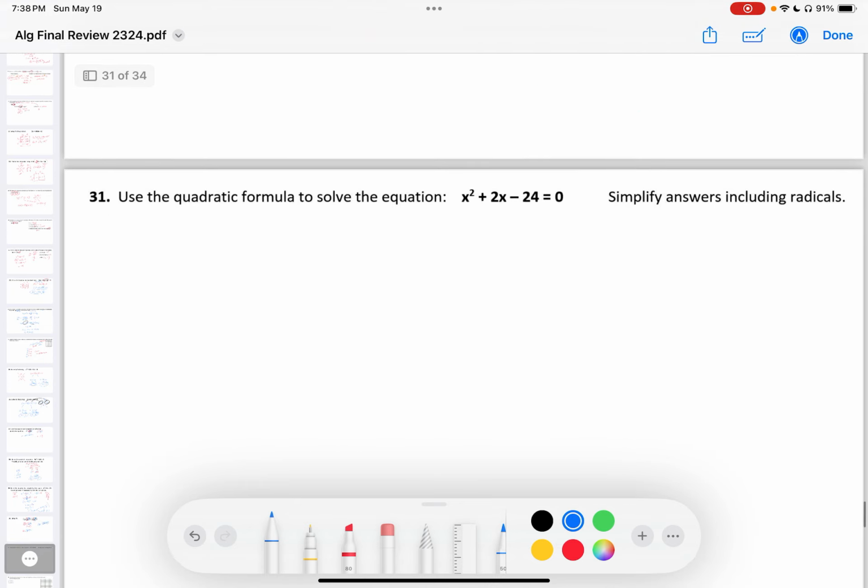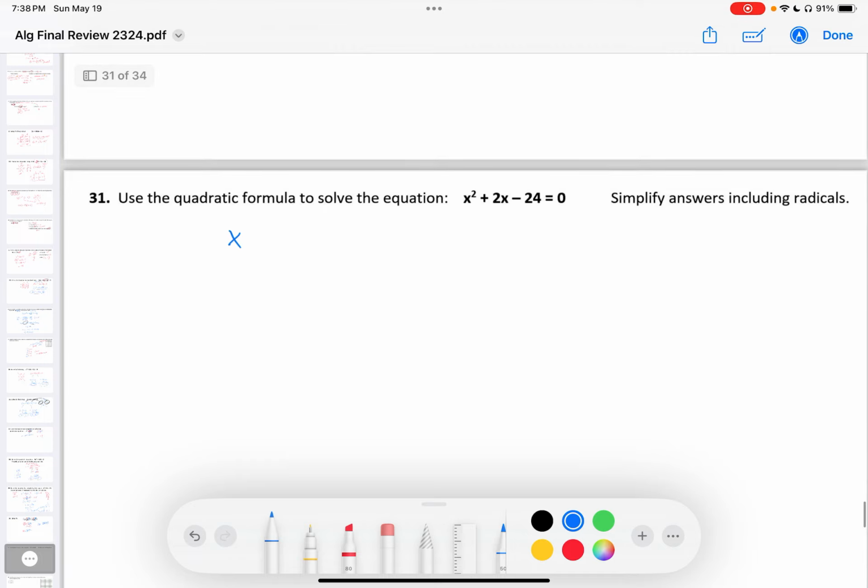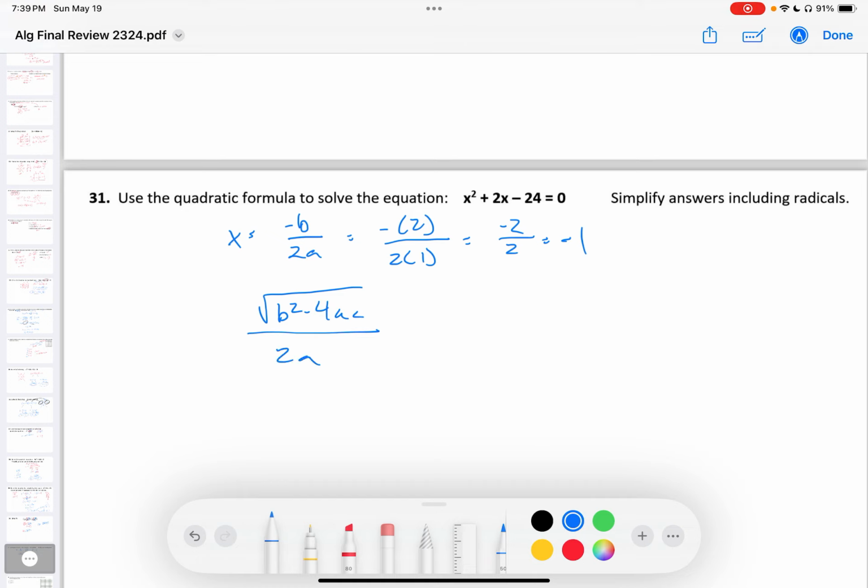31, use the quadratic formula to solve this. Quadratic formula, x equals negative b over 2a is our first part. So we're going to have negative 2 over 2 times a, which is 1. Negative 2 over 2 is the same thing as negative 1. And then we'll do b squared minus 4ac all over 2a.